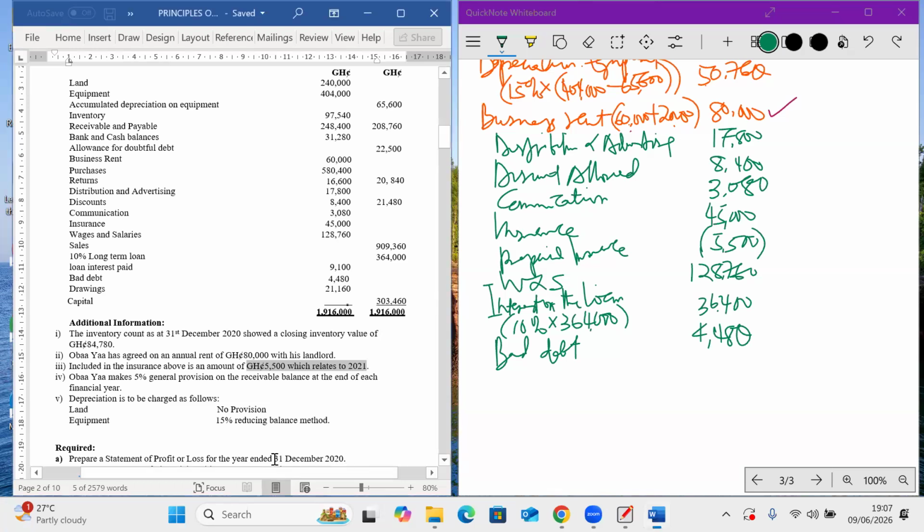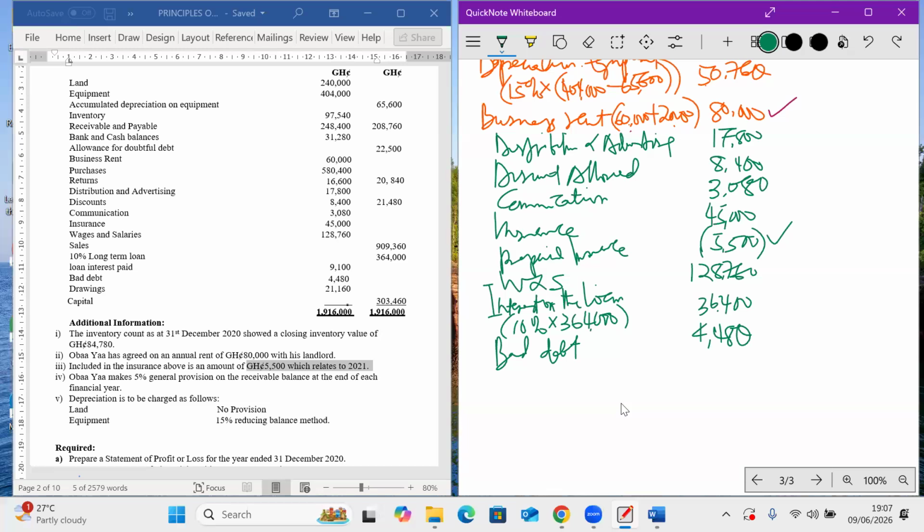So we are interested in the accounts for 2020, but they paid in 2020 an amount of money which belongs to the following year, 2021. So we'll take it out. It doesn't relate to this year. Are you good? Yes, sir. So we have captured it. It is here.